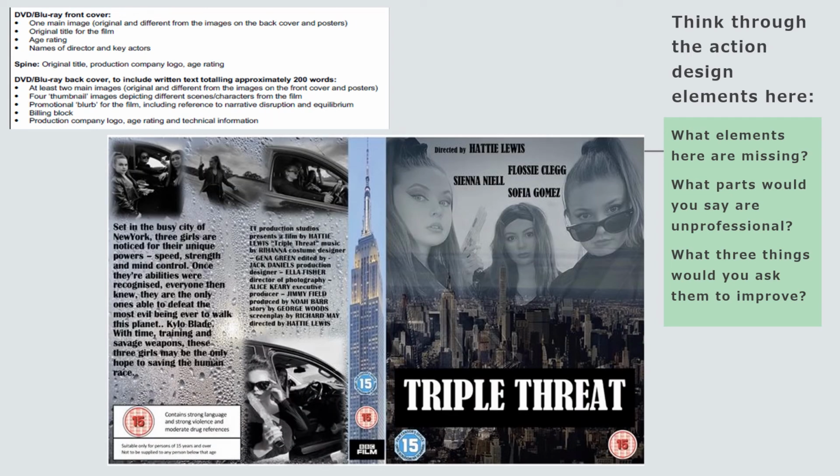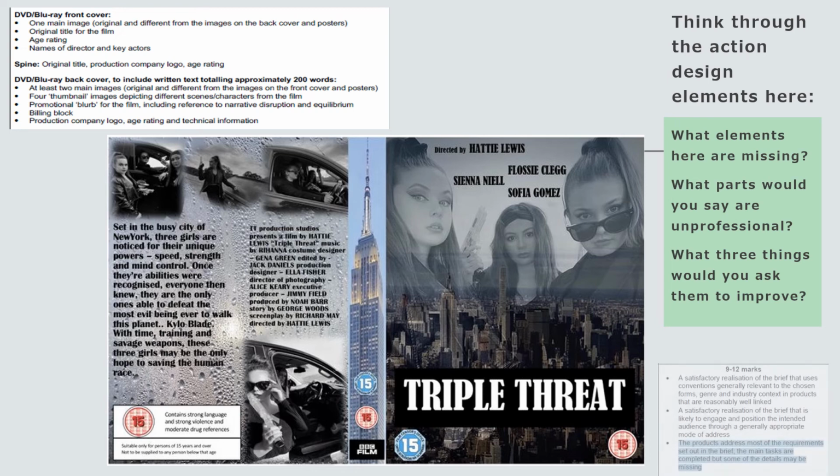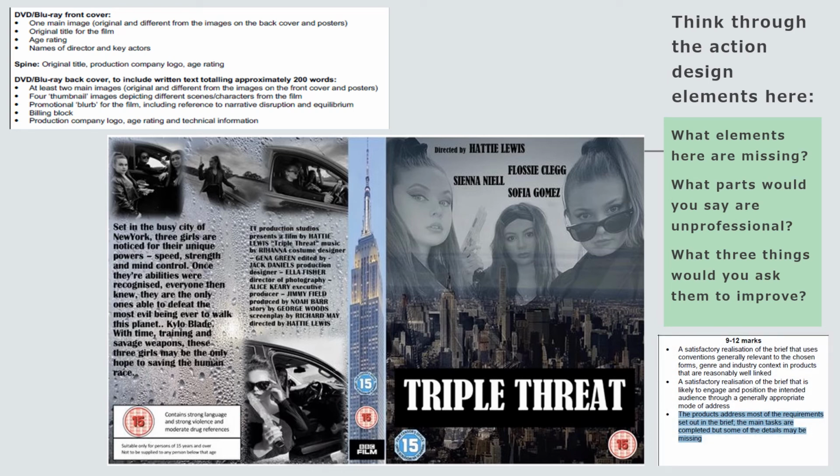Example number 2, taken from the action genre. Now, the action genre, we'd expect explosions, guns, a real sense of, well, action on the DVD cover. Some of these elements are present and correct, others are not. What elements would you say are missing? Scan the brief on the top left. What's there and what isn't? What parts would you say are unprofessional? What 3 things could you ask them to do to improve? This candidate, again, got a C grade for their coursework folder.